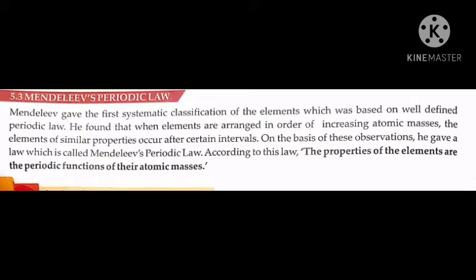Mendeleev's periodic law. Mendeleev gave the first systematic classification of the elements, which was based on a well-defined periodic law. He found that when elements are arranged in order of increasing atomic masses, the elements of similar properties occur after certain intervals. On the basis of these observations, he gave a law which is called Mendeleev's periodic law. According to this law, the properties of elements are the periodic functions of their atomic masses.